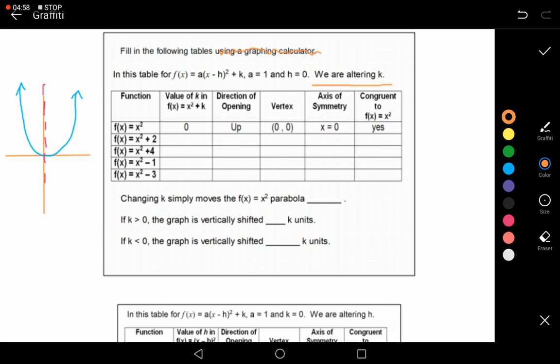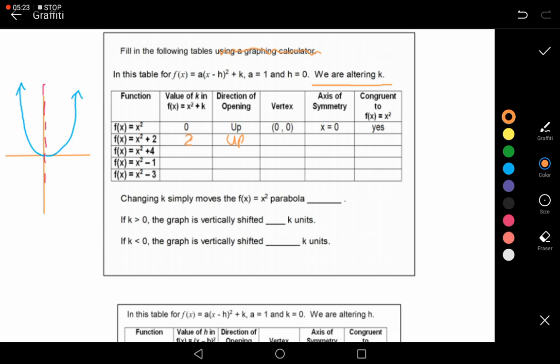Okay, so now let's look at f(x) = x² + 2. So the value of k in this is obviously 2, right? And like I said, the direction of opening is still going to be up because it's a positive x².